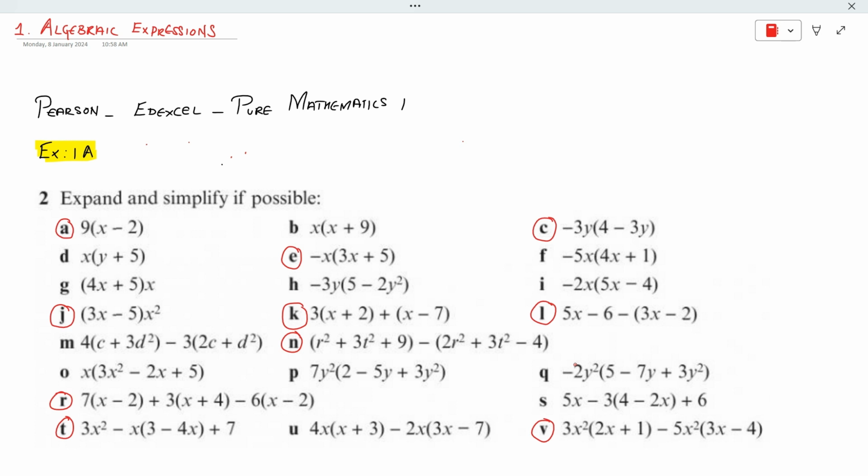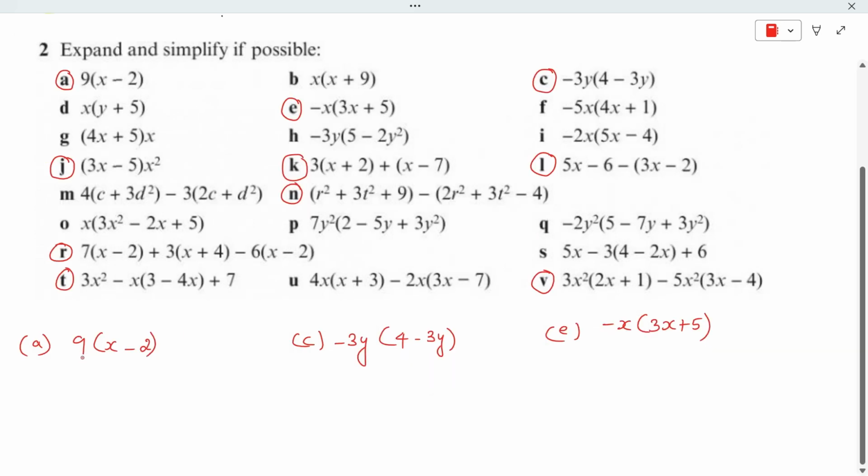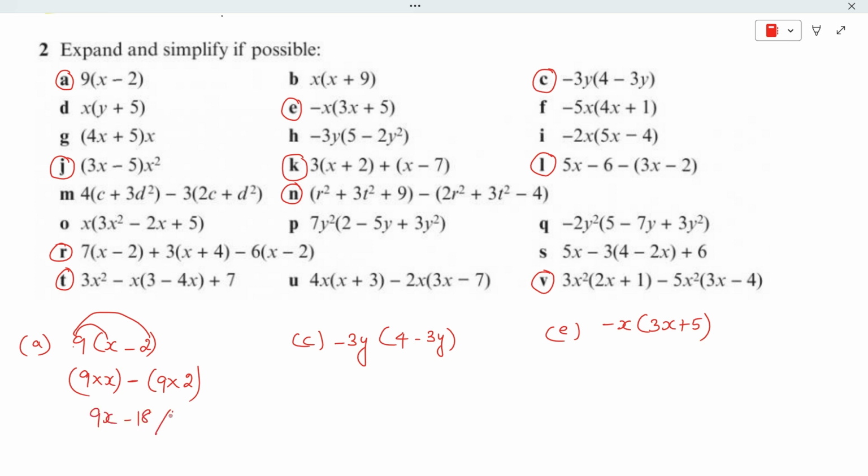Let's begin. In order to multiply 9 times (x minus 2), take 9 and multiply it with each term of the algebraic expression inside the bracket. So 9 times x plus 9 into minus 2. Plus times minus is minus, and you multiply 9 times 2. So you will get 9x minus 18 as the answer.